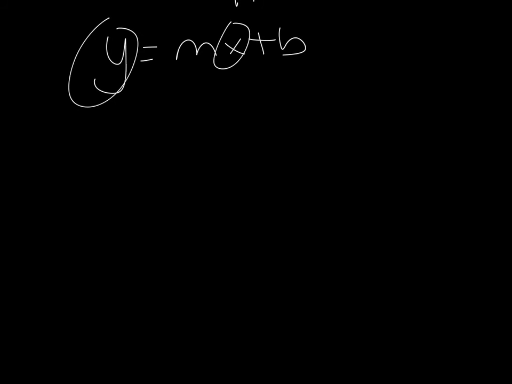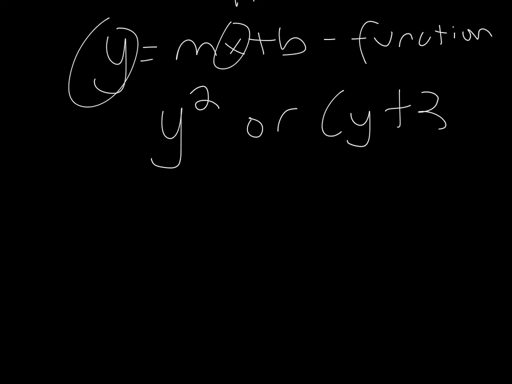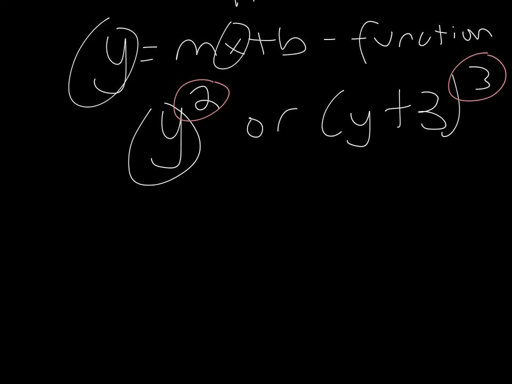Next is function versus non-function. Most of the time, if we see a linear relationship, if we see a y and an x value, it is going to be a function. The tricky part is with exponents. If something is y squared, or if something looks like y plus 3 cubed, if anything with the y value has an exponent, in this case a 2, in this case a 3, if your y has an exponent, it is non-linear.